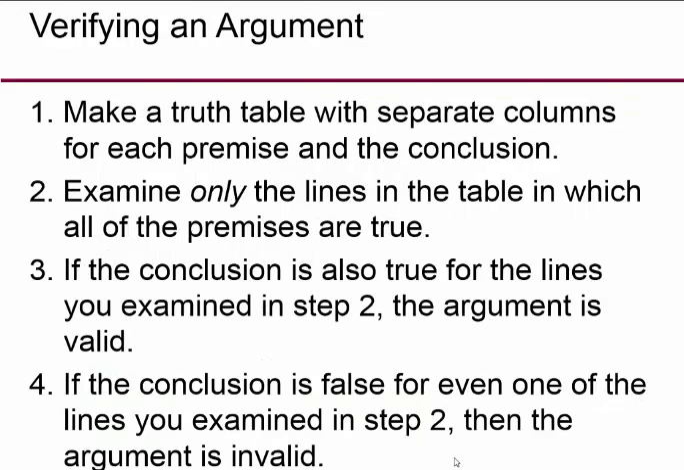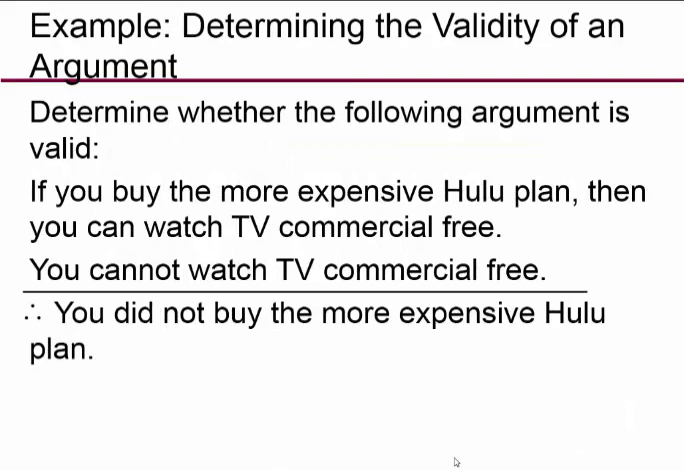So how to verify an argument: make a truth table with separate columns for each premise and the conclusion. Or if it's one of the forms, you can skip this. Step 2: examine only the lines in the table in which all the premises are true. If the conclusion is also true for the lines you examine in step 2, then the argument is valid. If the conclusion is false for even one of the lines you examine in step 2, then the argument is invalid.